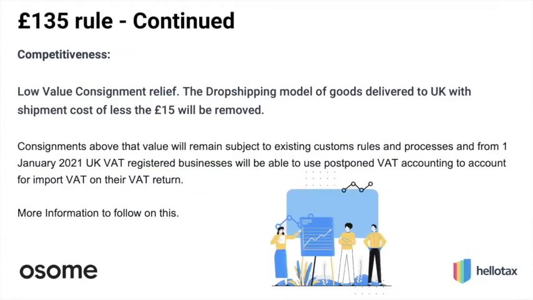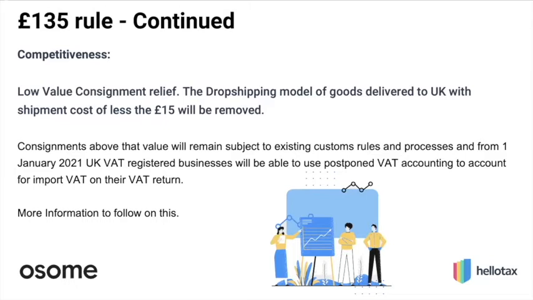How is it competitive? At the moment, we have a relief called low value consignment relief, and that was capped at £15. So up to £15, if any consignment comes into the UK, you don't pay any import VAT or customs on it. But that is now going away, and you now have a new rule, which is again up to £135. And the way VAT will be collected is through the marketplace rather than yourself. So that's how they're being competitive.